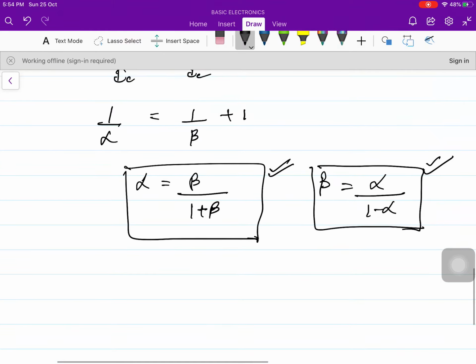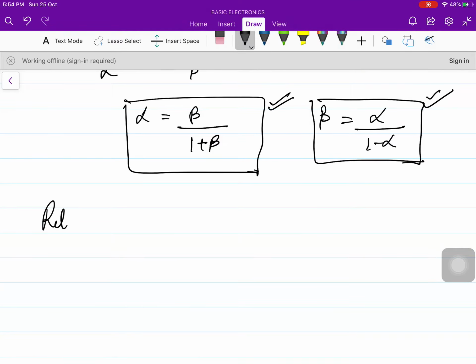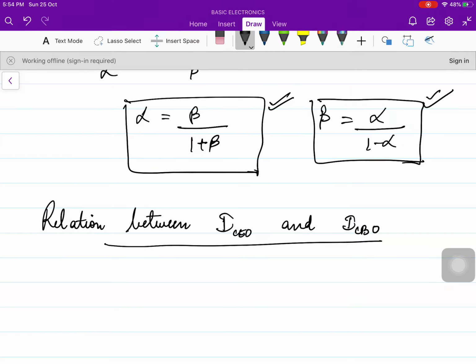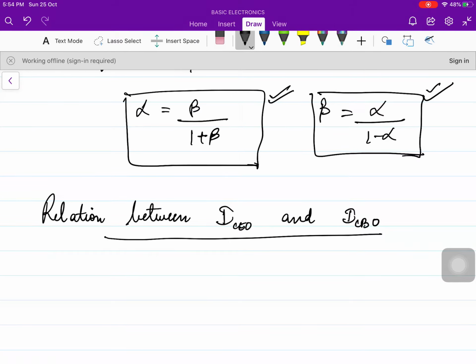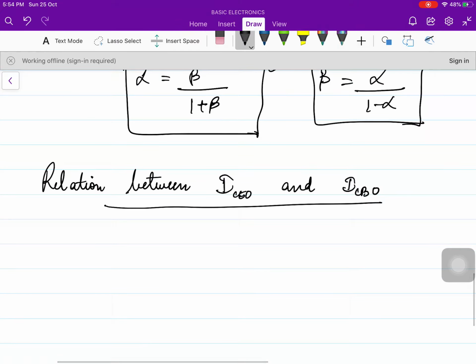Now let us also derive a relationship between ICEO and ICBO. Let us derive the relationship between these two, because you will be given numericals which we will solve later in this lecture, and we will be needing these formulas also. So let us derive the relationship between them. You are also asked in university exams sometimes to derive the relationship between these two leakage currents.